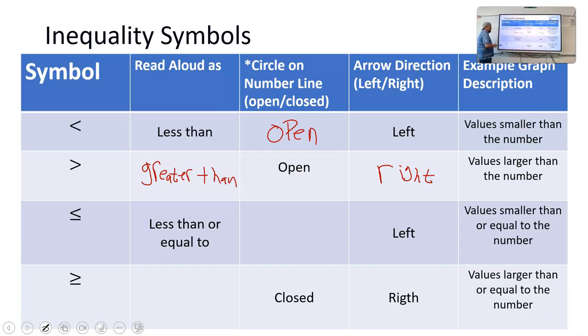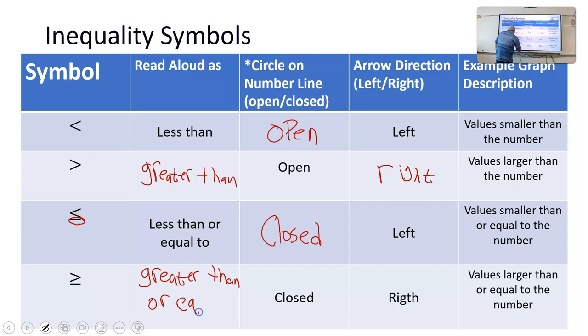This is less than or equal to. Whenever you have that or equal to part of it, and you graph it, you're going to have a solid circle. And then this last one is greater than or equal to.